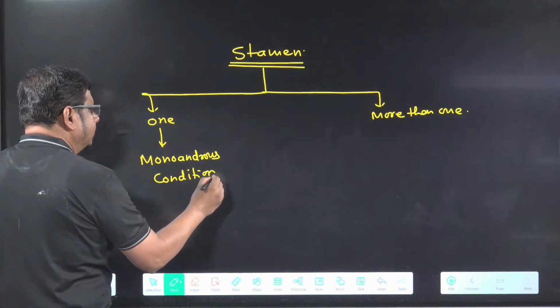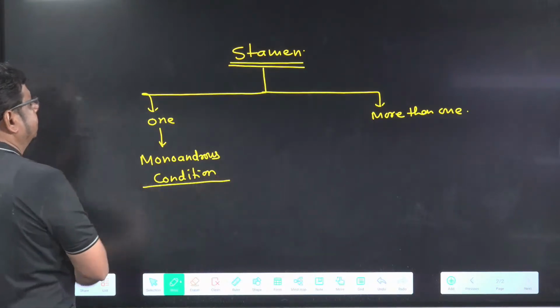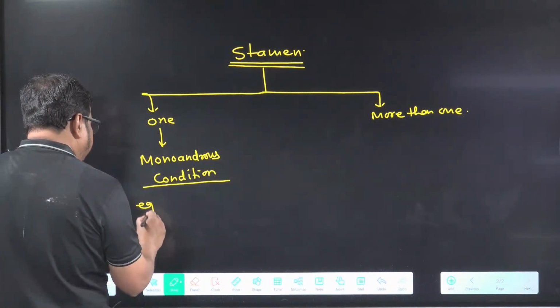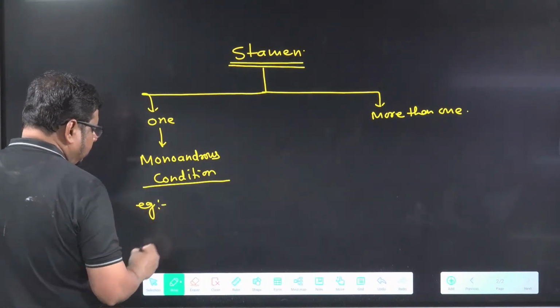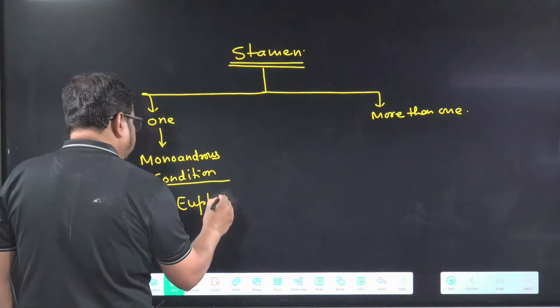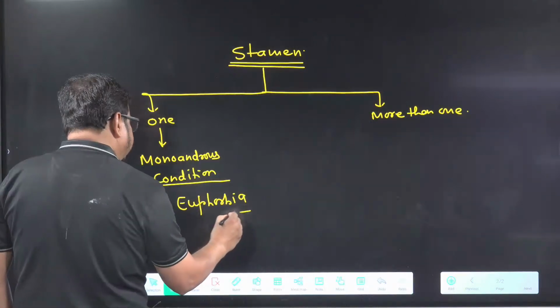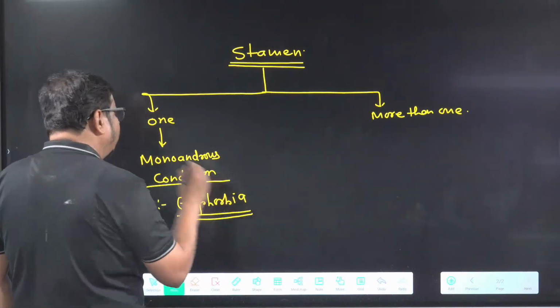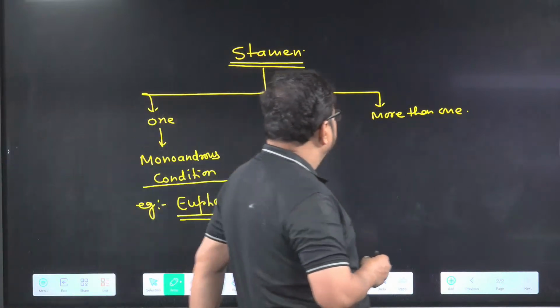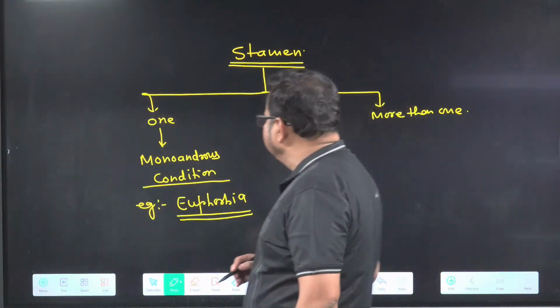It is called which condition? Monoandrous condition. This word is not written in NCERT. An example is Euphorbia. I am telling you, this is also not written in NCERT, so probably not asked in the NEET exam. Simply, I just told, the number of stamen is 1.